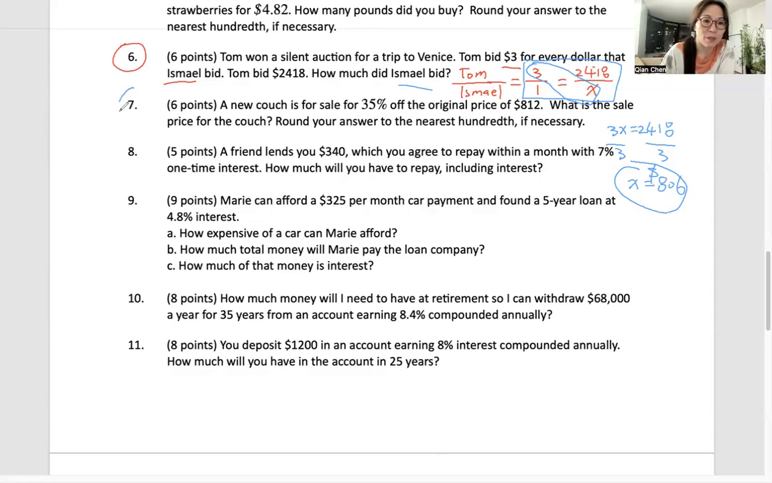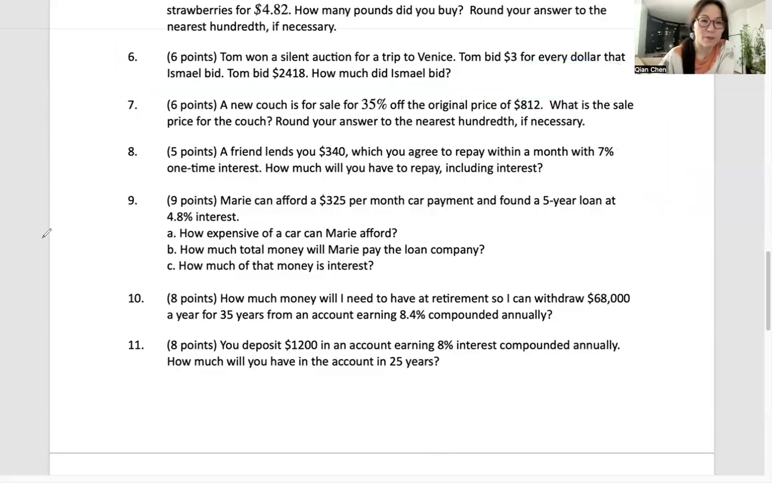Now maybe I can use this space. Okay, now let's look at 7. A new couch is for sale for 35% off the original price. The original price is this much. So what is the sale price? What is the sale price?